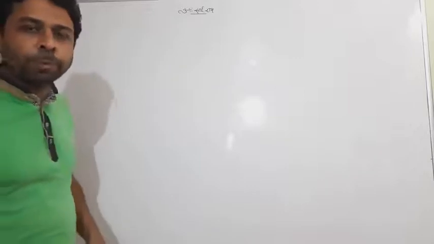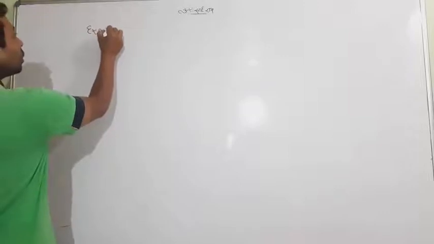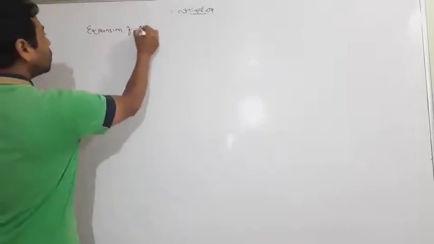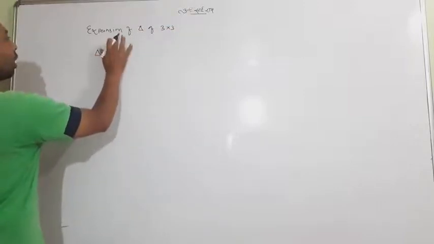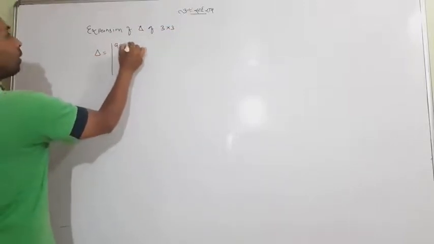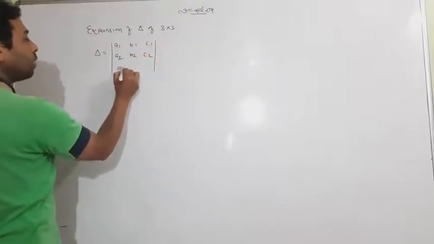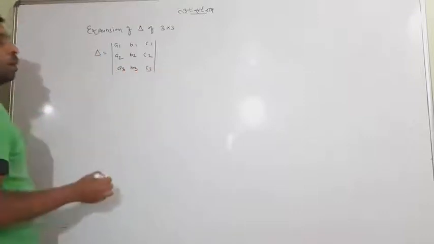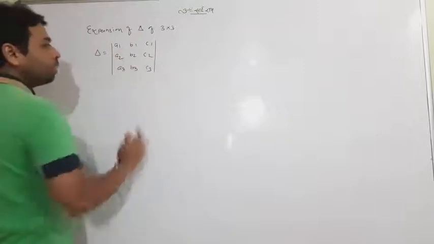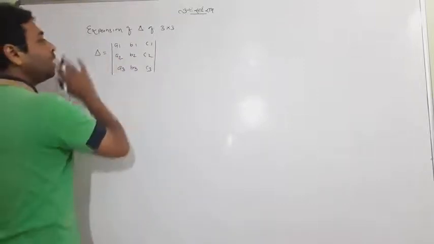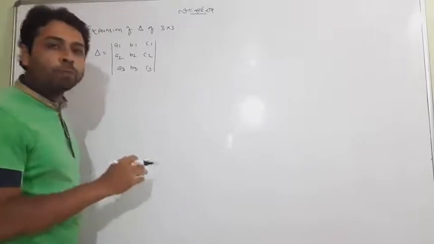Yesterday we had a good class. We started the chapter determinant, and I taught you the expansion of a determinant of order 3 by 3, with a determinant like A1, B1, C1, A2, B2, C2, A3, B3, and C3. Then I told you that this expansion can be done in two ways: first, with the help of minors, and second, with the help of cofactors. First, I started with the help of minors.